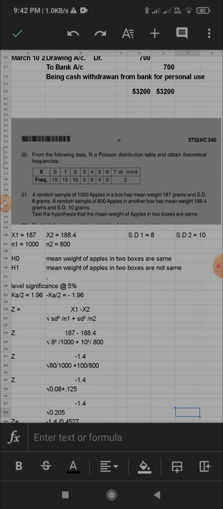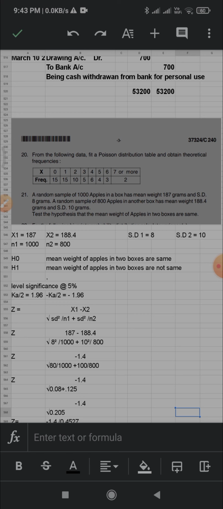A random sample of 1000 apples in a box has mean weight 187 grams and standard deviation 8 grams. A random sample of 800 apples in another box has mean weight of 188.4 grams and standard deviation 10 grams. Test the hypothesis that the mean weight of apples in two boxes are same. Okay, so this is the statement.